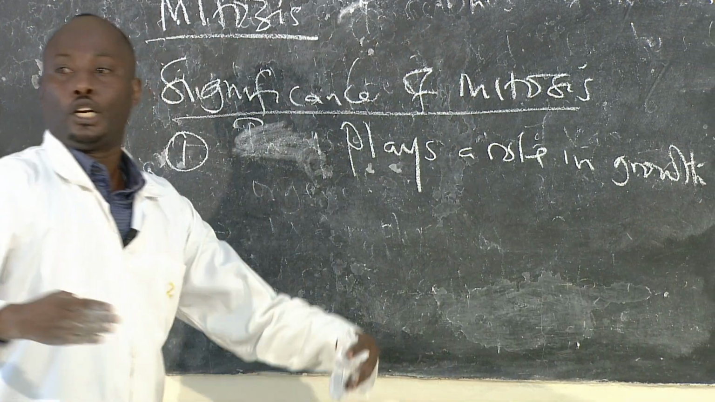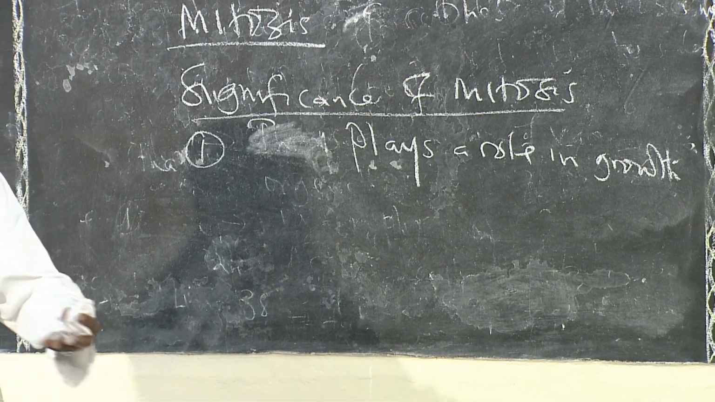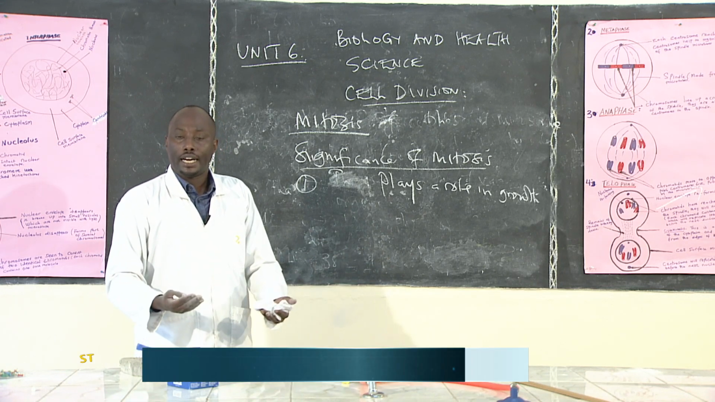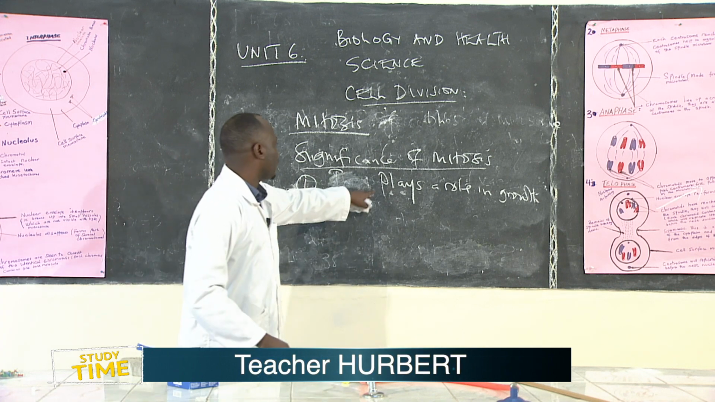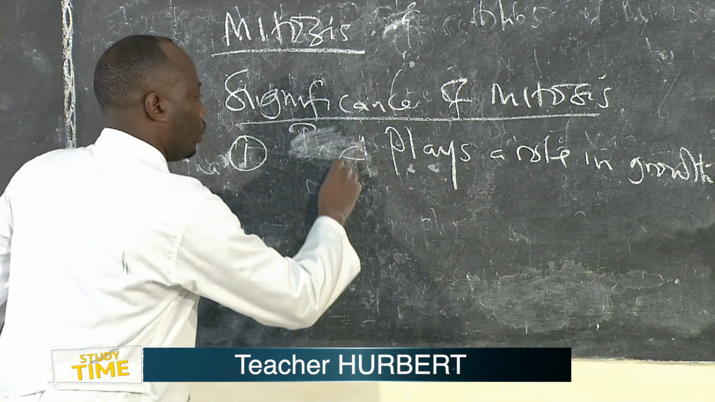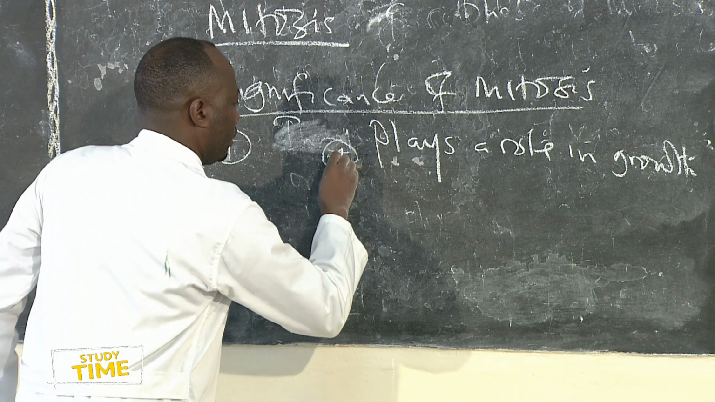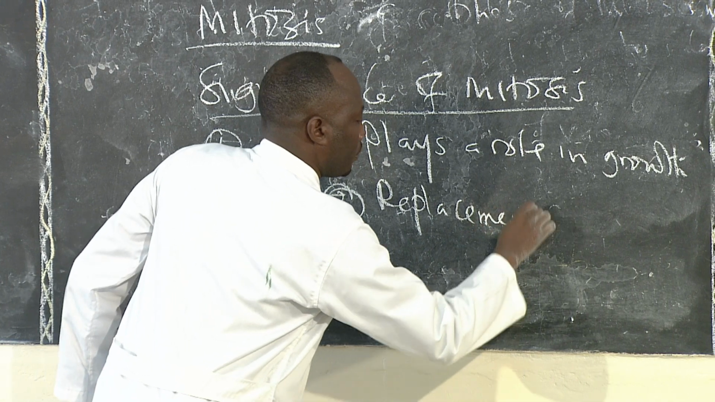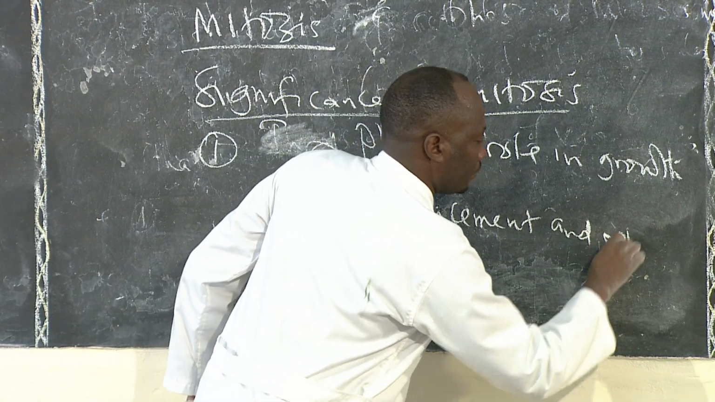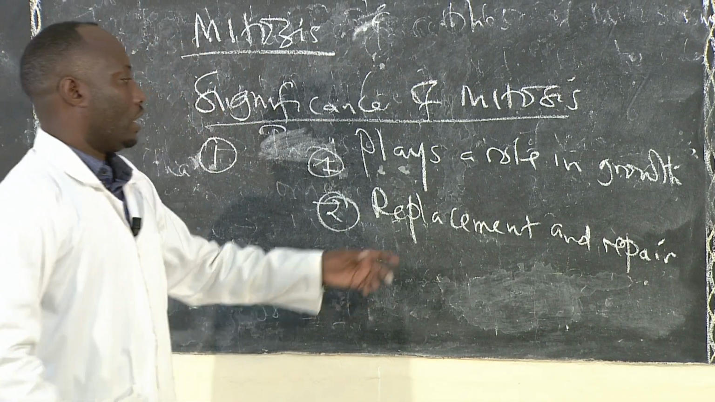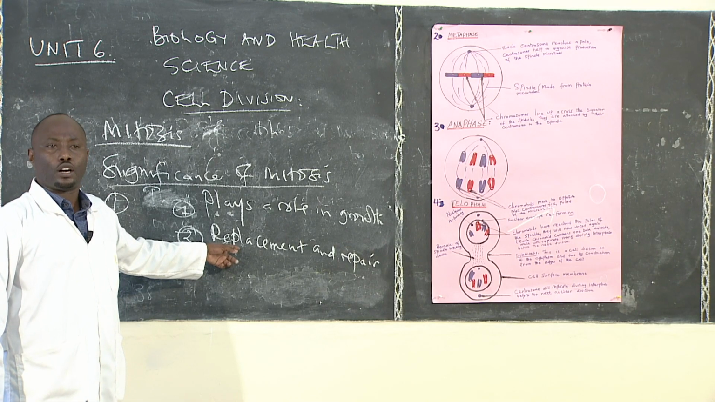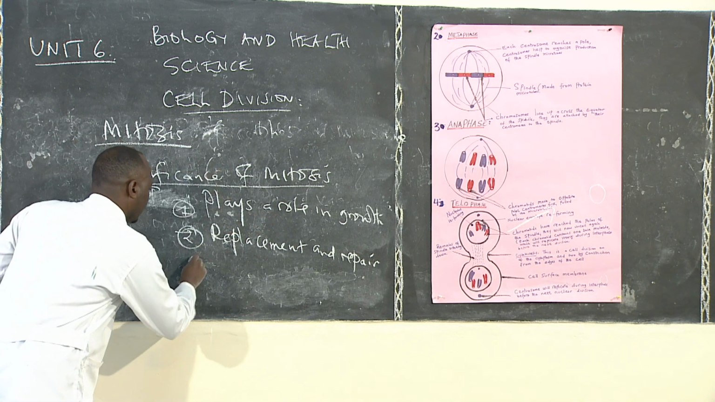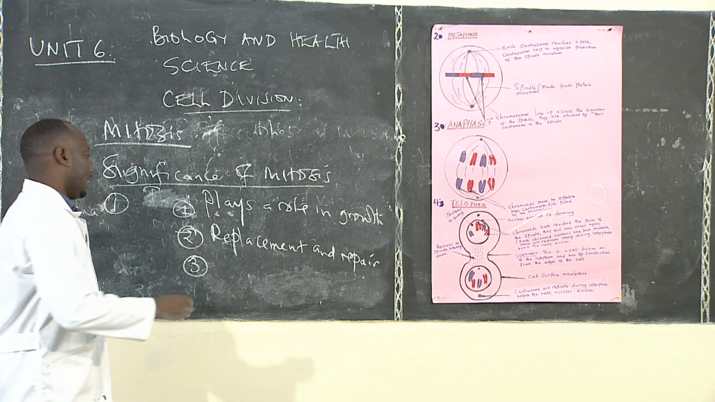For everyone to grow and become an old person, there must be cell division. The cell has to divide, and once they divide, you become an old person. We are born young and become an old person. That is done by mitosis. Number two, replacement and repair. Replacement of worn-out tissues and cells is normally done by means of mitosis.